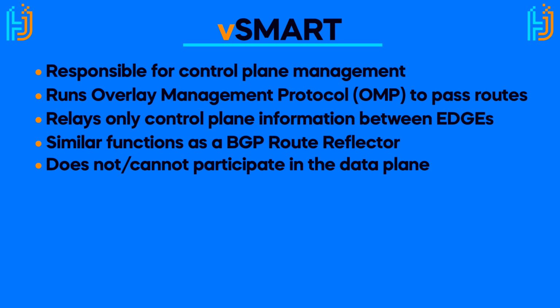So the vSmart controller is actually responsible for all the control plane management. So this controller runs its own protocol called OMP, or Overlay Management Protocol, that's used to pass routing information between the WAN edges. So you can kind of think of this as a route reflector in BGP. The WAN edges don't receive any control plane information from each other. They just each individually speak to the vSmart, who then provides that information to them. Okay? So unlike a BGP route reflector, the vSmart is not able to participate in data plane traffic. So it's not going to pass anything through that device. It is simply a reflector of the Overlay Management Protocol, which provides reachability information to the WAN edges so they can speak to each other.